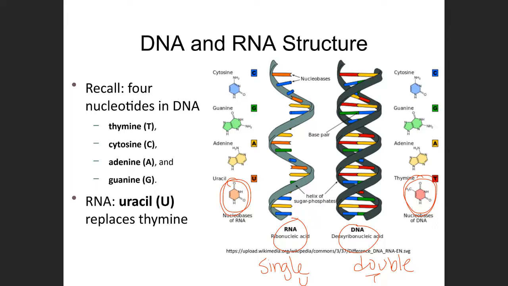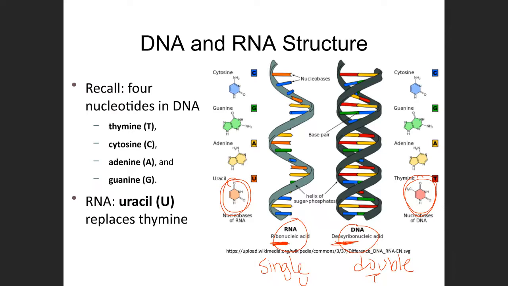But they're different ones. There's another difference here, which is also the sugar. So this sugar is ribose for RNA. For DNA, the sugar on that backbone is deoxyribose. It's a ribose that's missing one oxygen. Okay, so it's a different sugar in the backbone, one different base. RNA is single-stranded, DNA is double-stranded.